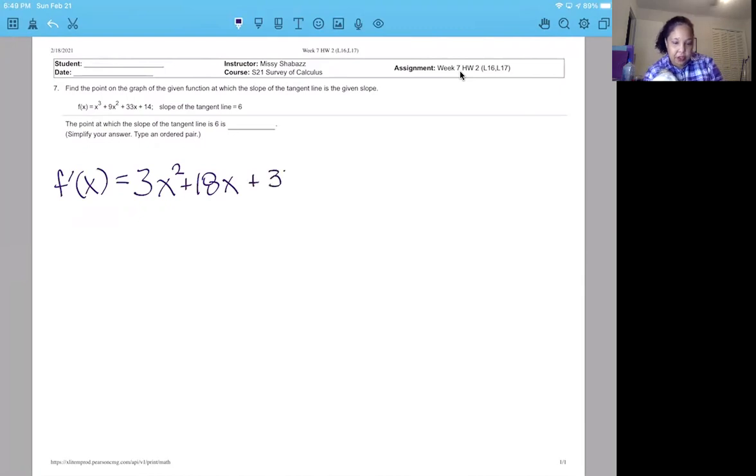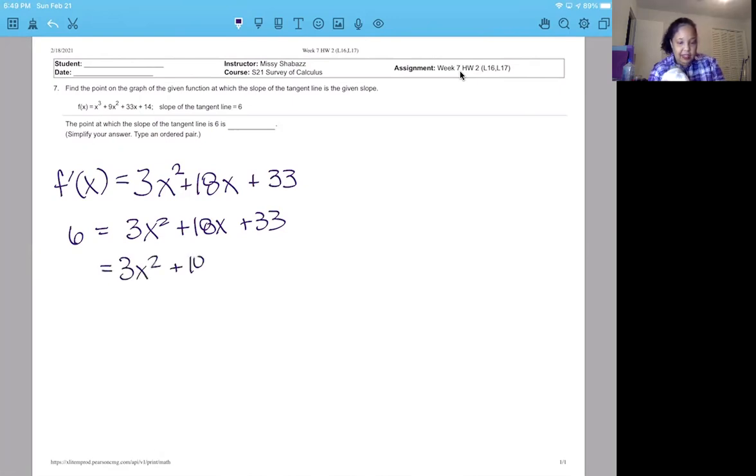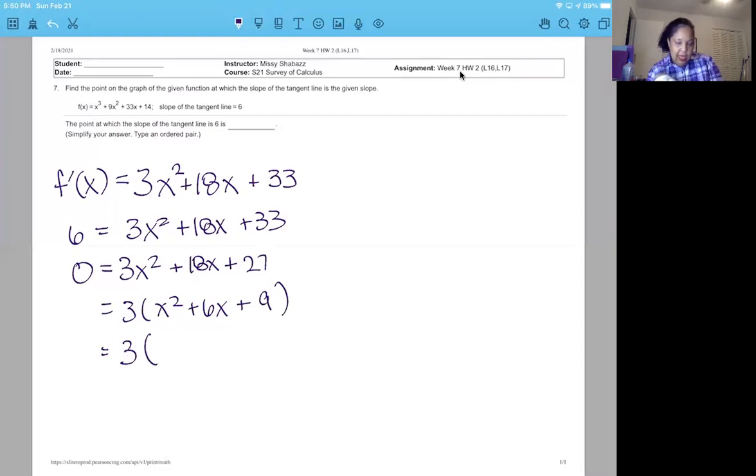Plus 33. All right. Now we want that to equal 6. So we want to find all the x values where the slope equals 6. All right, so 33 minus 6 is 27. So 3x squared plus 18x plus 27 equals 0. Let's factor out a 3 so that I get x squared plus 6x plus 9. And that gives me an x plus 3 times x plus 3. So the x value is equal to -3.